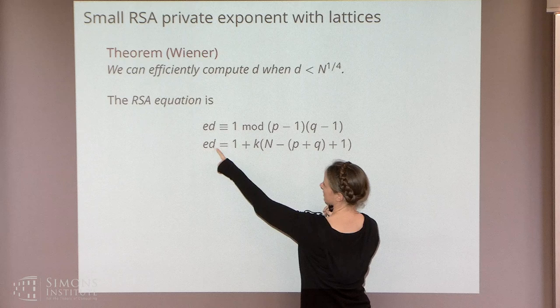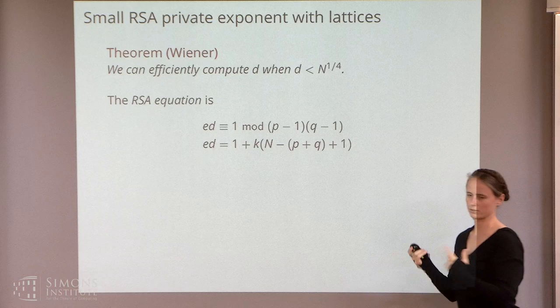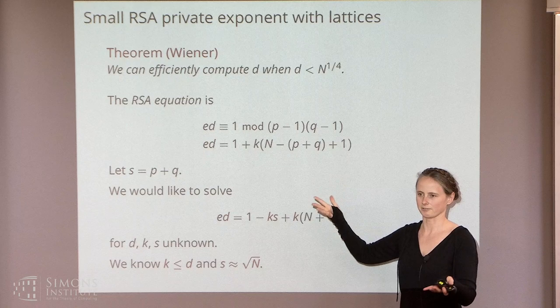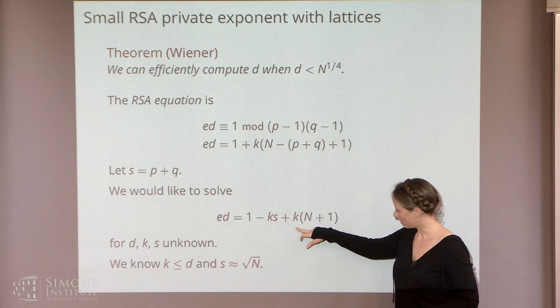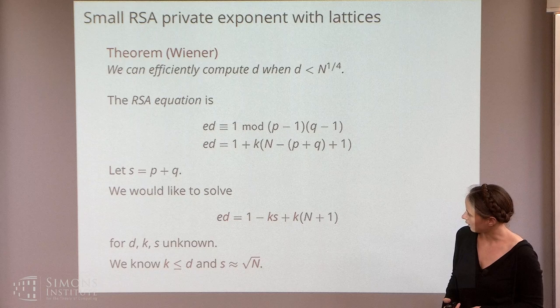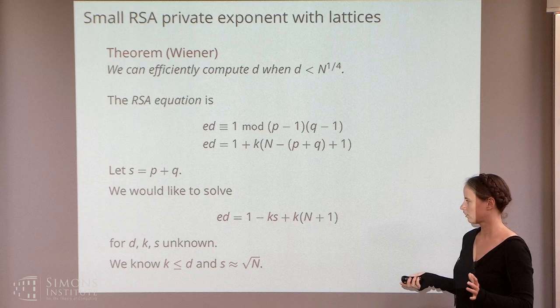So we have this integer equation with some unknowns. We know E, we don't know D, we don't know K, we do know N, we know 1, we don't know P and Q, but we do know 1. So there are some values we know and some we don't. If we let S equal P plus Q, computing S is enough to factor N, then we can rewrite this. I've put all the values that we don't know in red. We do know some bounds on them. So we have this multivariate integer equation with some unknowns that we have bounds on and would like to solve for.